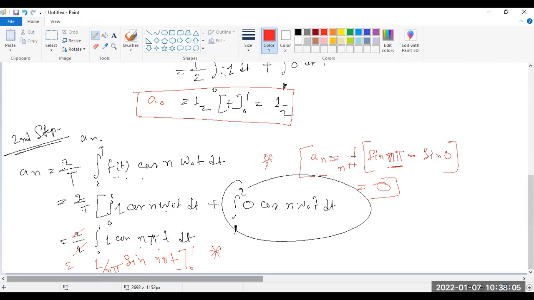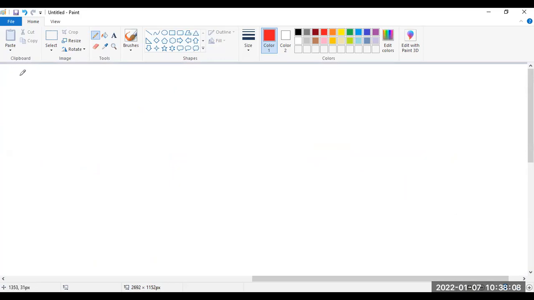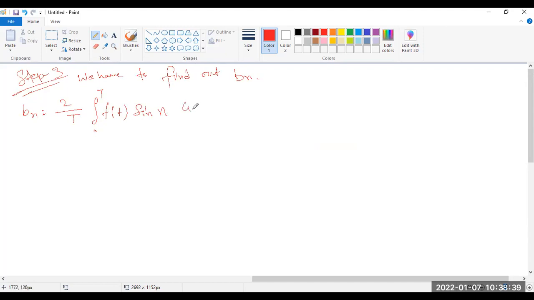Now we have to find out the bn. Step 3, we have to find out bn. So bn equal to, our formula is 2 by T, integration 0 to T, function of t multiplied with sine n omega naught t dt. It was your formula, you have just evaluated it in the previous class.